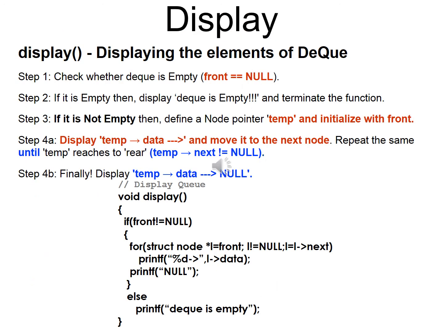Next one is display, displaying the elements of the double-ended queue. You can see the coding, which is similar to the display operation of the queue. The display will fail if the queue is empty. If my double-ended queue is empty, it has to display that my double-ended queue is empty. Otherwise, it has to display the elements from the front end till the rear end.